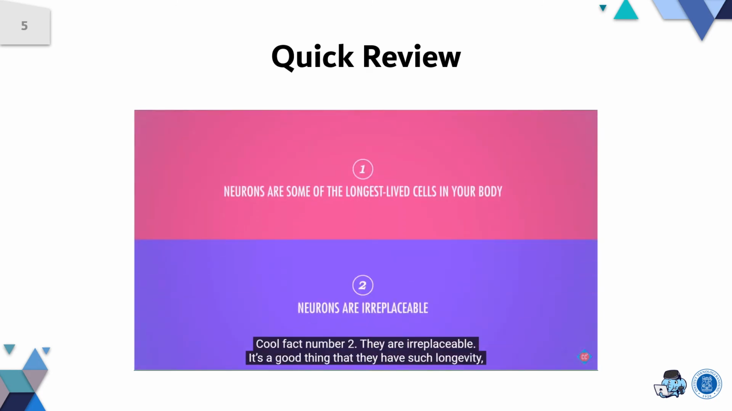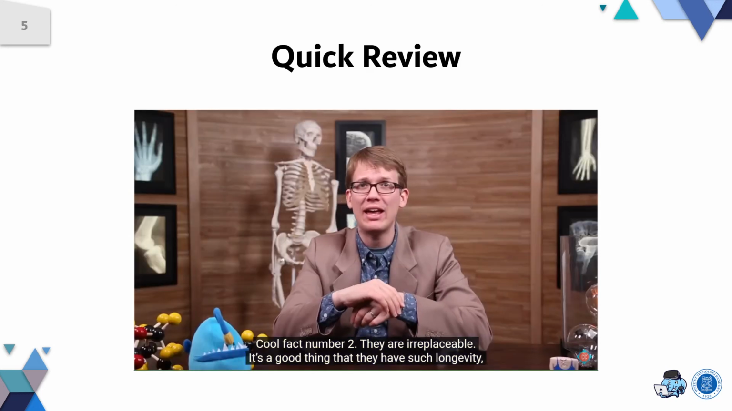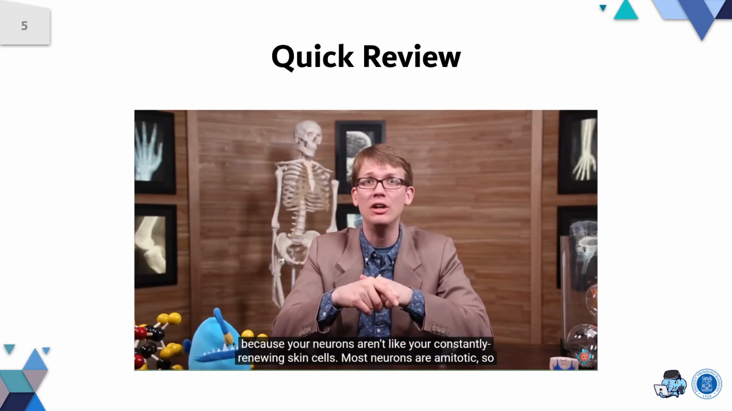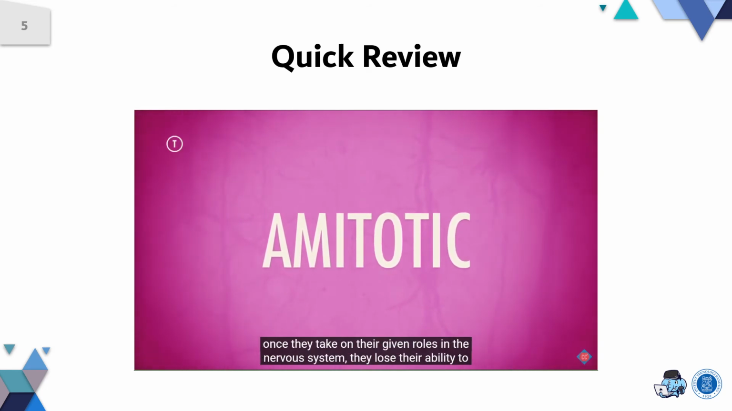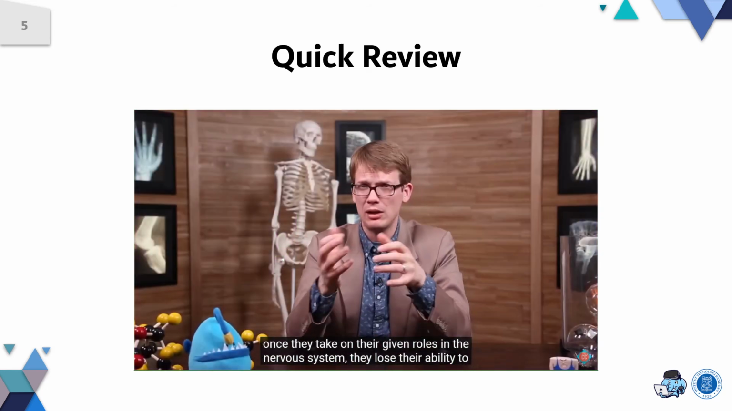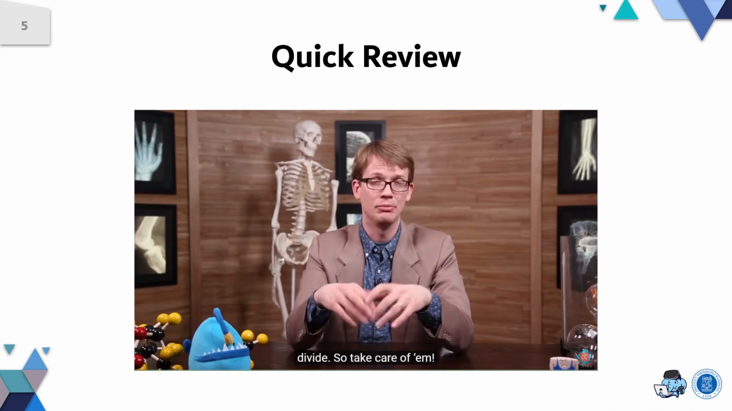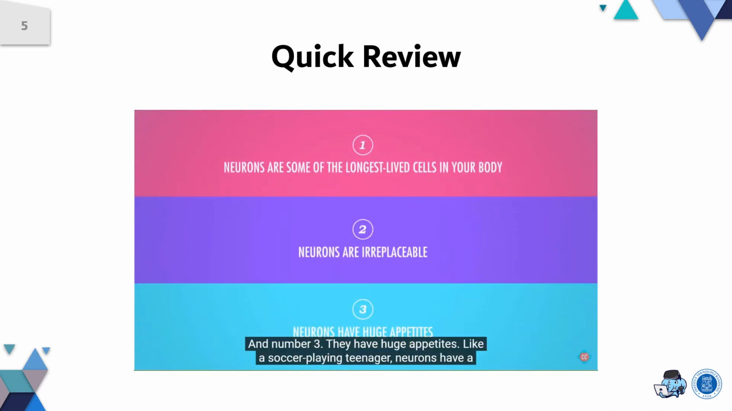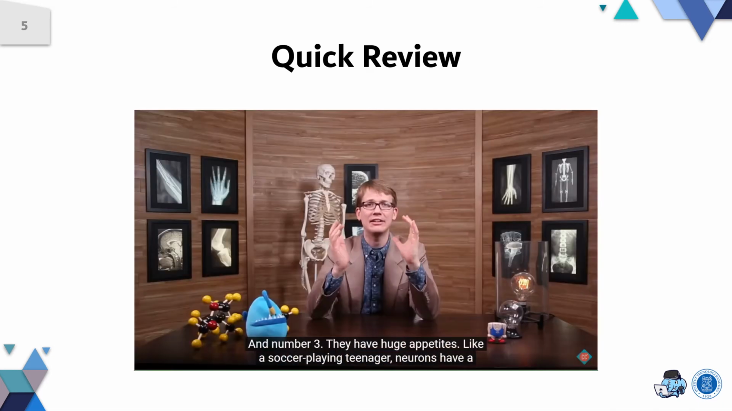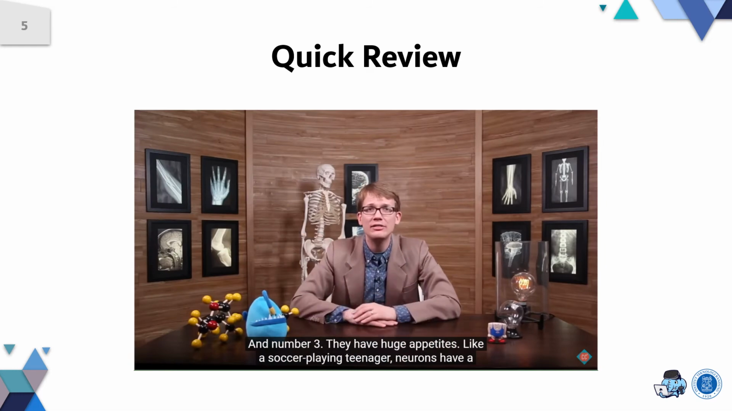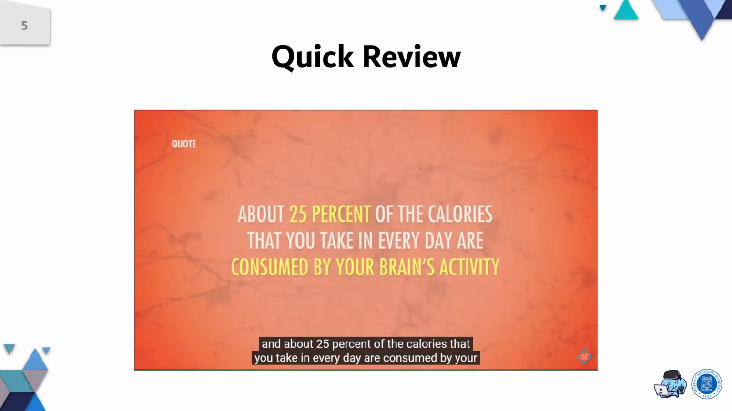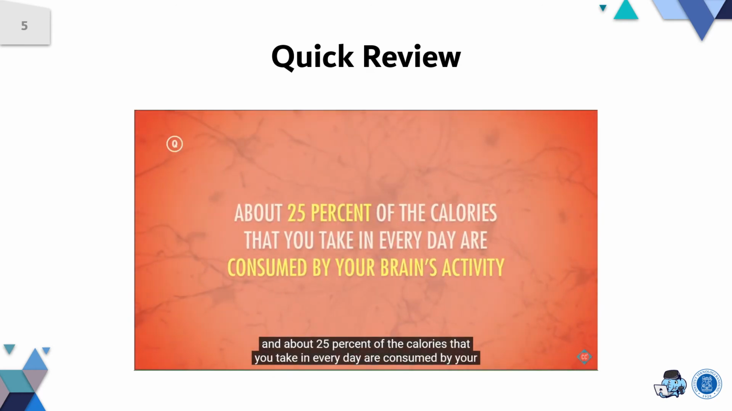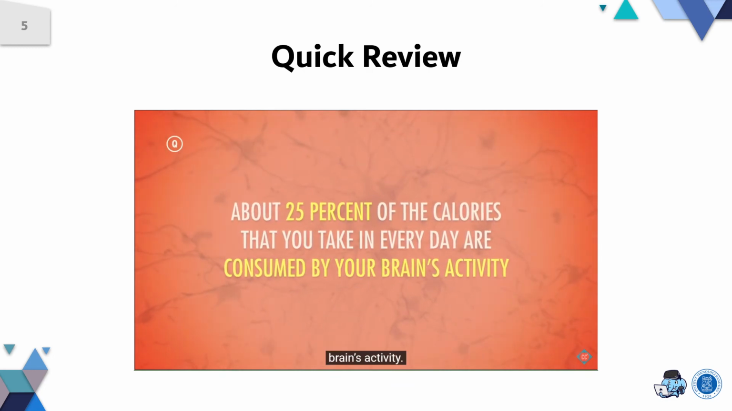Cool fact number two, they are irreplaceable. It's a good thing that they have such longevity because your neurons aren't like your constantly renewing skin cells. Most neurons are amitotic, so once they take on their given roles in the nervous system, they lose their ability to divide. So take care of them. And number three, they have huge appetites. Like a soccer-playing teenager, neurons have a crazy high metabolic rate. They need a steady and abundant supply of glucose and oxygen, and about 25% of the calories that you take in every day are consumed by your brain's activity.